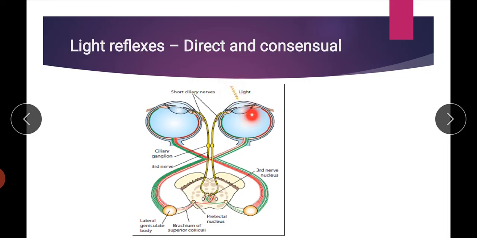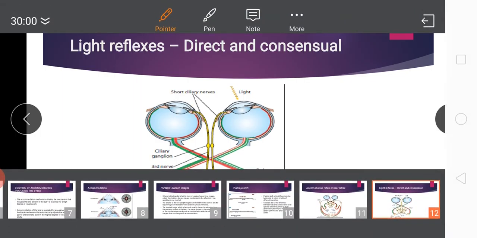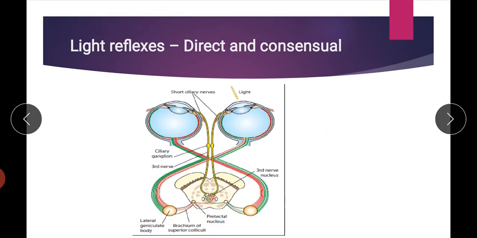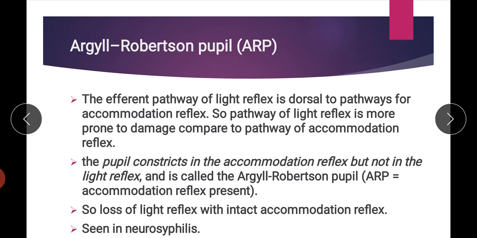Even if we are stimulating only one eye, or impinging the light on one eye, the constriction of the pupil occurs in both eyes. So that is about the direct light reflex and consensual or indirect light reflex. Now one clinical condition which is known as Argyll-Robertson pupil.